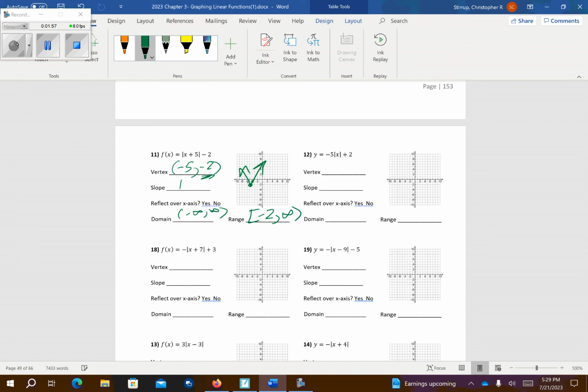Number 18, opposite inside is negative 7 comma 3. So negative 7 comma 3 is right here. Our slope is going to be negative 1, so we're going to go right 1 down 1, left 1 down 1. So, reflect over the x-axis? Yes. Domain still negative to positive infinity. And our range is going to go from negative infinity up to the y value of our vertex.